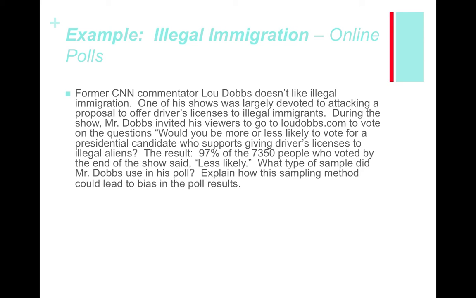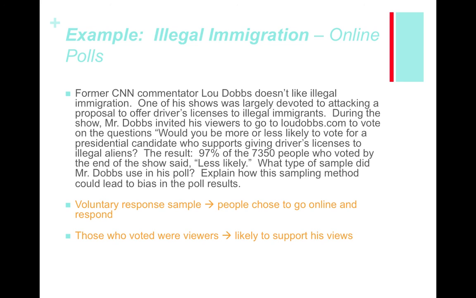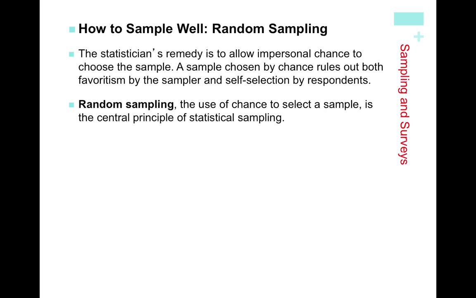What type of sample did he pull, and explain why? Okay, so this would be a voluntary response sample. People chose to go online and respond, okay? The problem was that those people were viewers, so they're likely to support his views. So 97% is probably an overestimate.